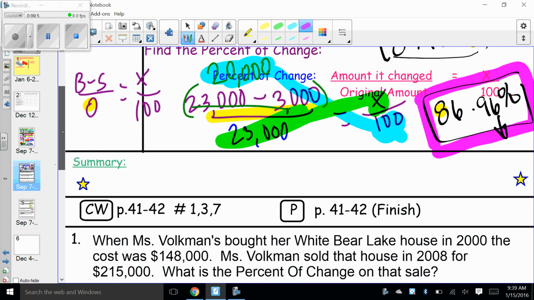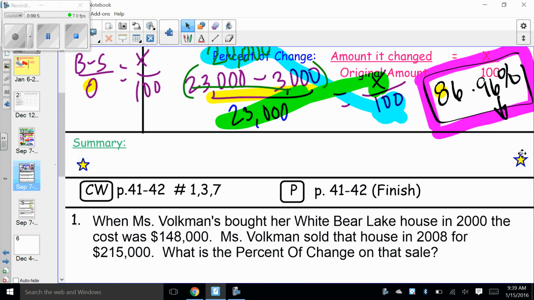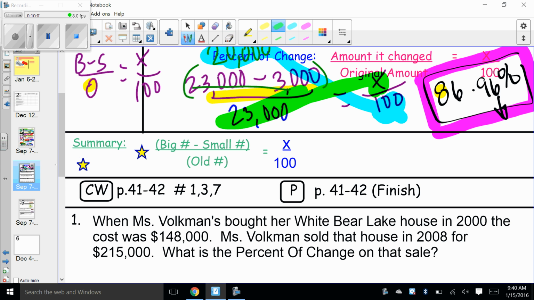So for our work today, what we talked about is change, percent of change. When you have a value that changes over time, whether it's a price or the amount of people, it was one thing and it changed to another thing, you have what's called a percent of change. When we do that, there's a formula that we use. The way that I explain the formula is that we do B minus S over O, and then we have the percent on the other side, cross products and solve. Big minus small, divide by original, cross products and solve.